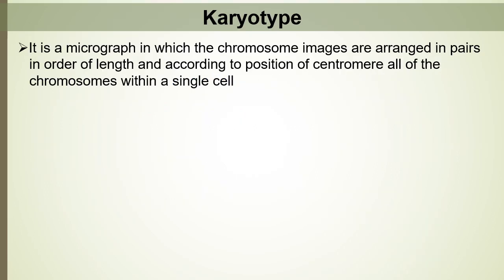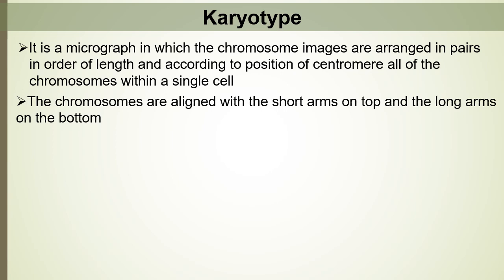Now let us see what is a karyotype. It is a micrograph in which the chromosome images are arranged in pairs in order of length and according to the position of centromere of all the chromosomes within a single cell.